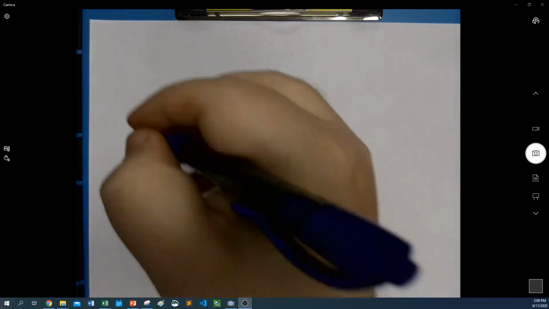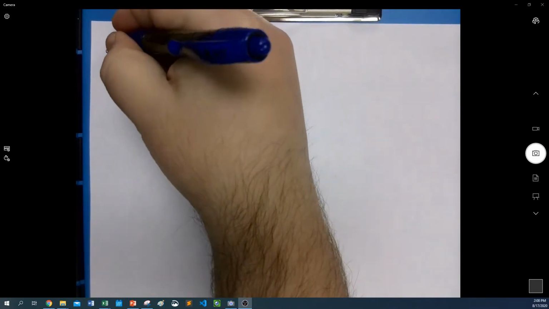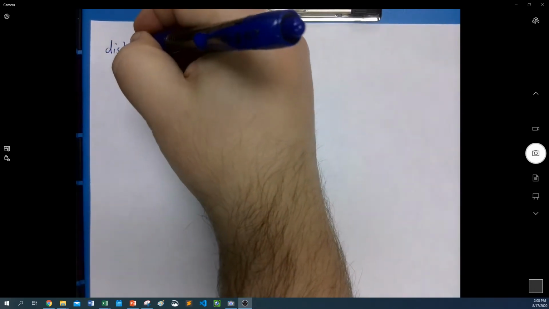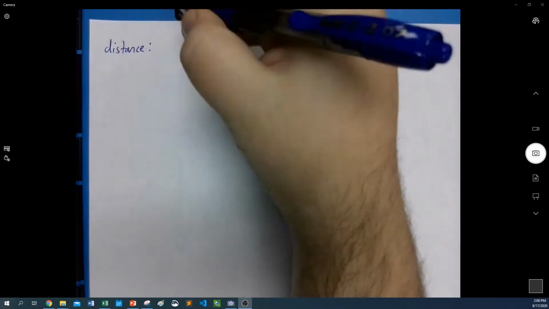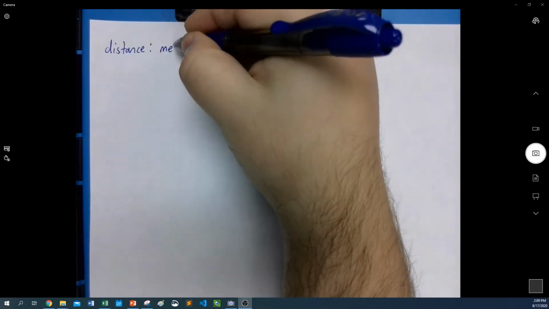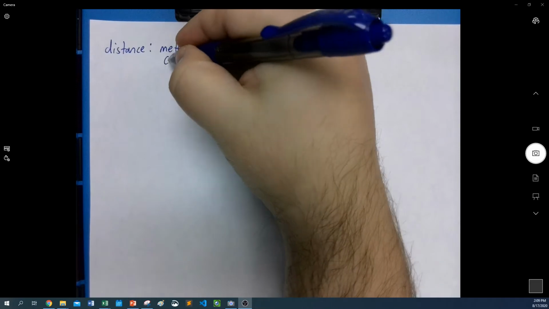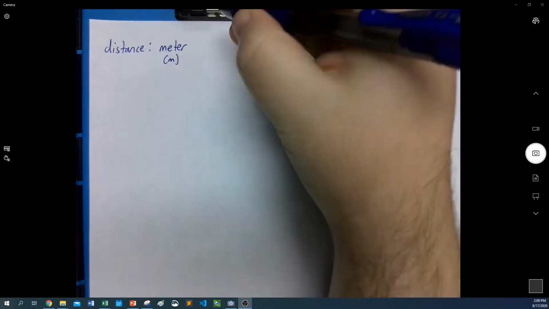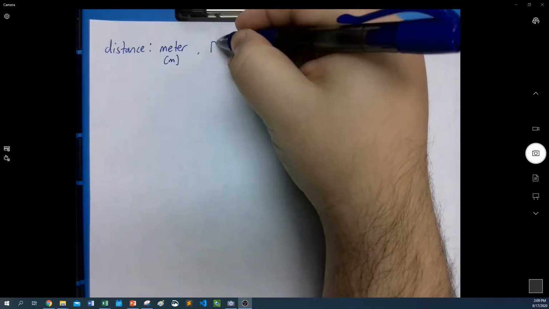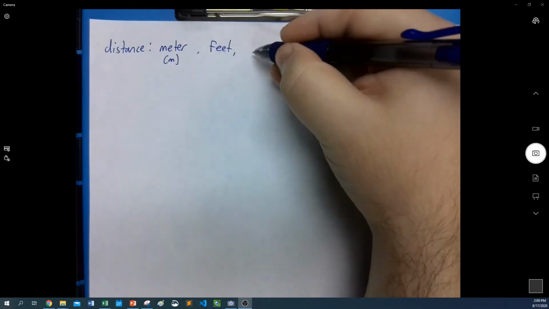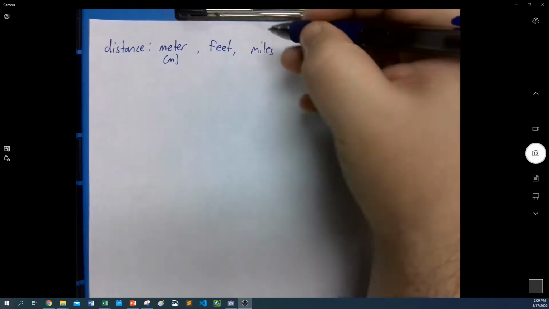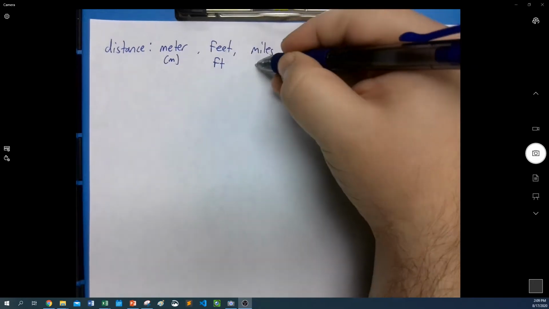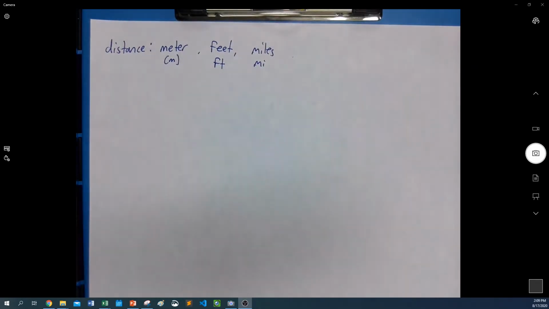I will say you need to make sure you understand units. So distance units, we're going to be using the meters. Represent with an M. We might also use feet, miles. These are all units of distance measurements, distance units.